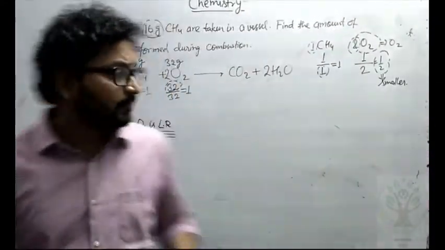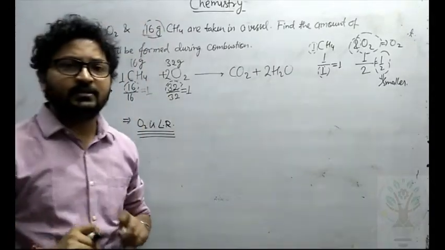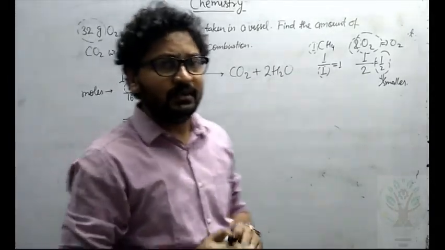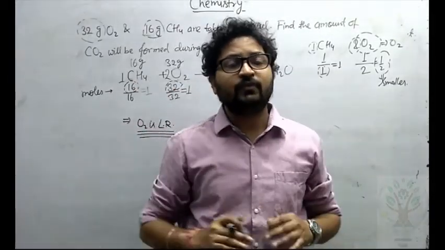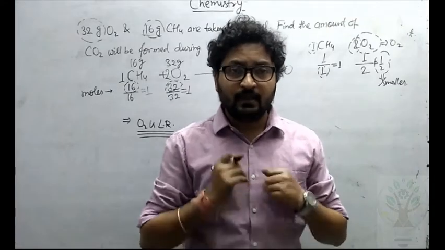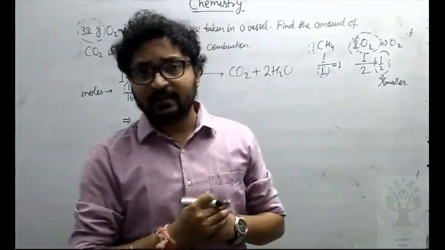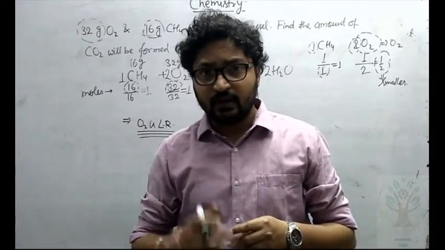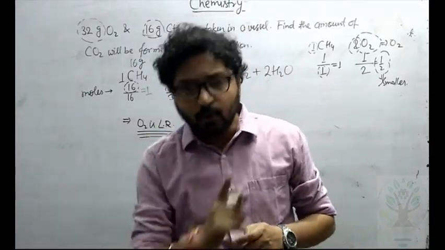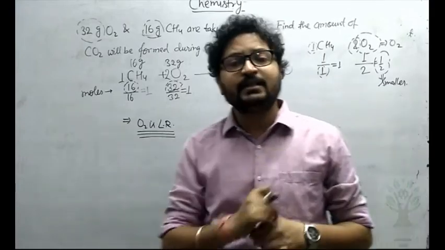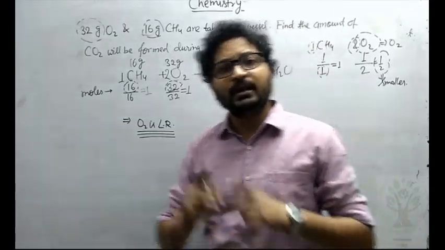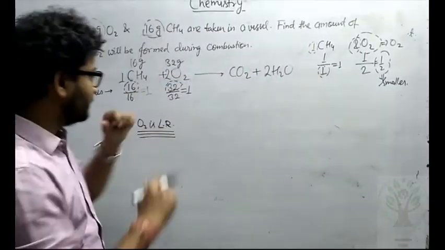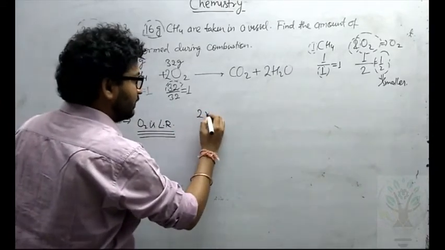Now let's see one more thing. Once I have found the limiting reagent, our task was not to find the limiting reagent. Our task was to find the amount of CO2 formed. Now, who is going to decide what amount of CO2 will be formed? Will it be CH4? No, it will be O2. The limiting reagent always decides what amount of product will be formed.